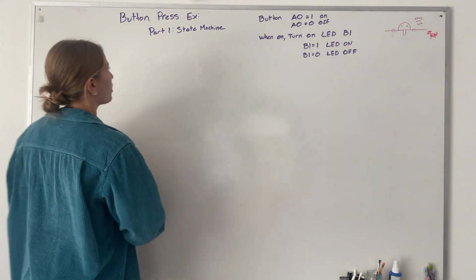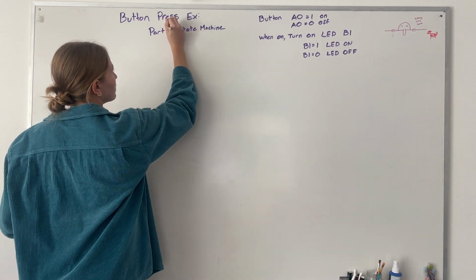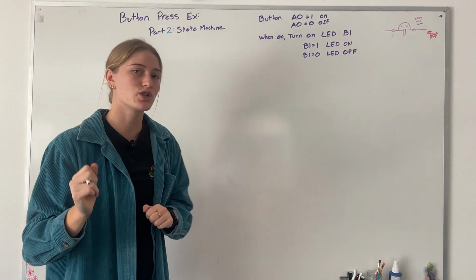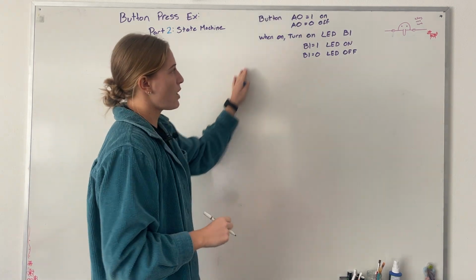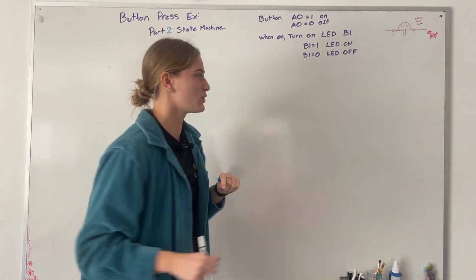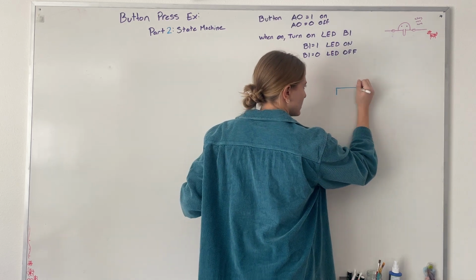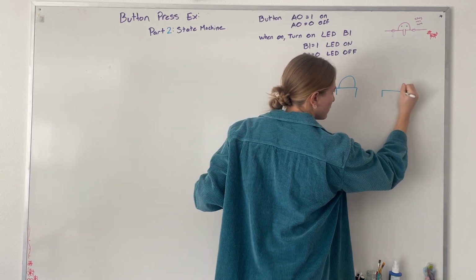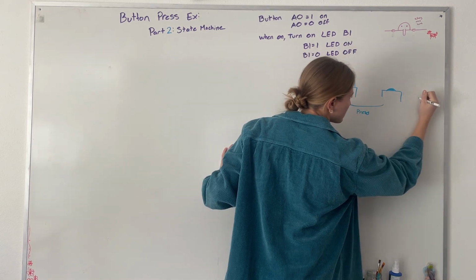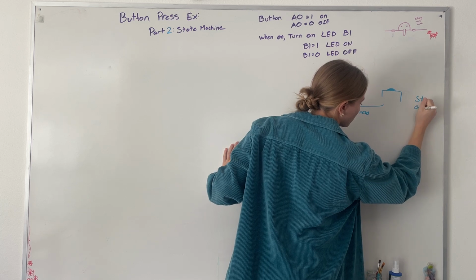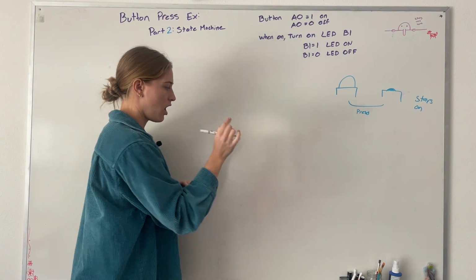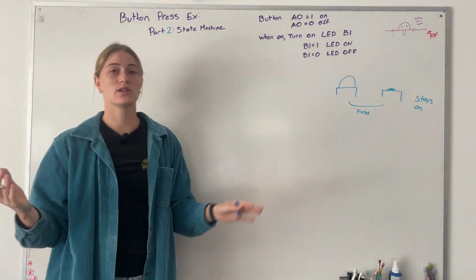Today we're going to be doing part 2 of the button press example, and we're still going to be doing a state machine, but this time we're going to change the problem a little bit. Say we have a button, and when you press it, it's on, and when you release it, it stays on, right? So it's an on and off button. If you press it, it stays on. And then when you press it again, it turns off, just like a normal button in real life. On, off. So how do we do this in a state machine?